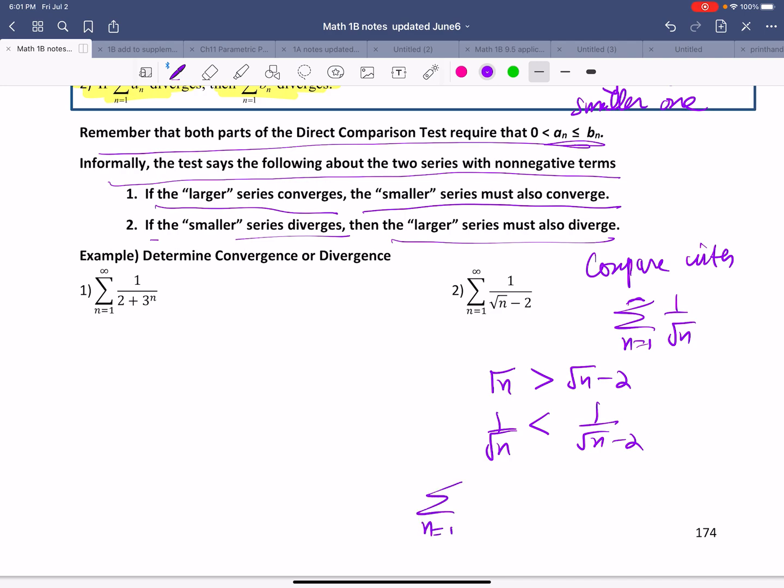So the summation n equals 1 to infinity of 1 over square root of n is always going to be less than the summation n equals 1 to infinity of 1 over square root of n minus 2. Now, do we know something for sure about this series? We know the series 1 over square root of n diverges.